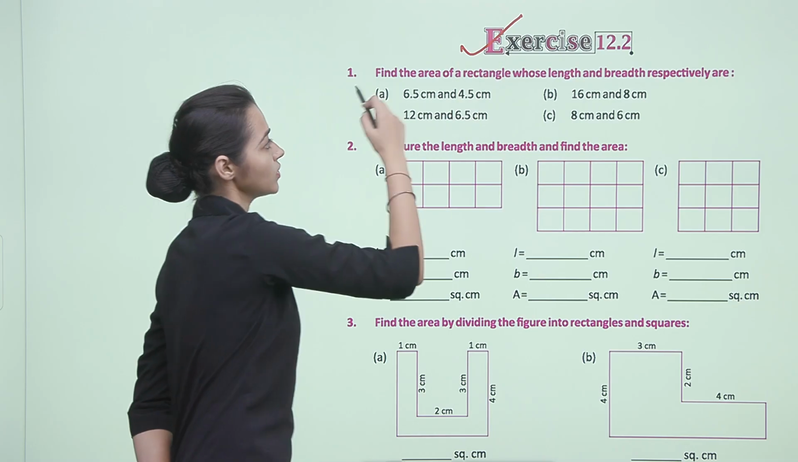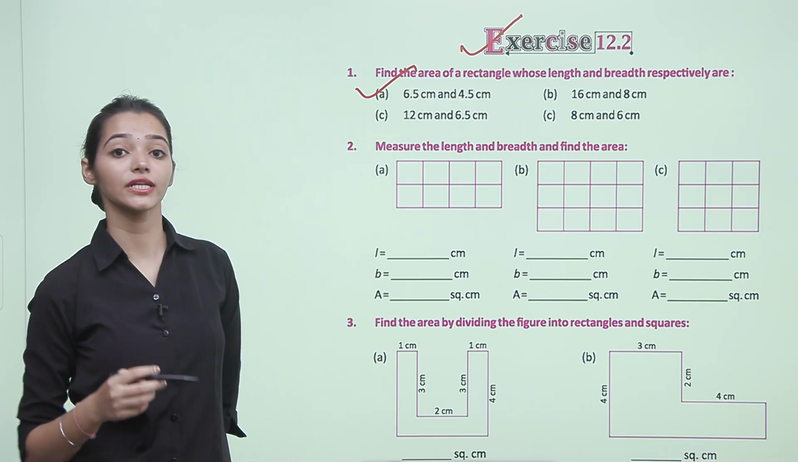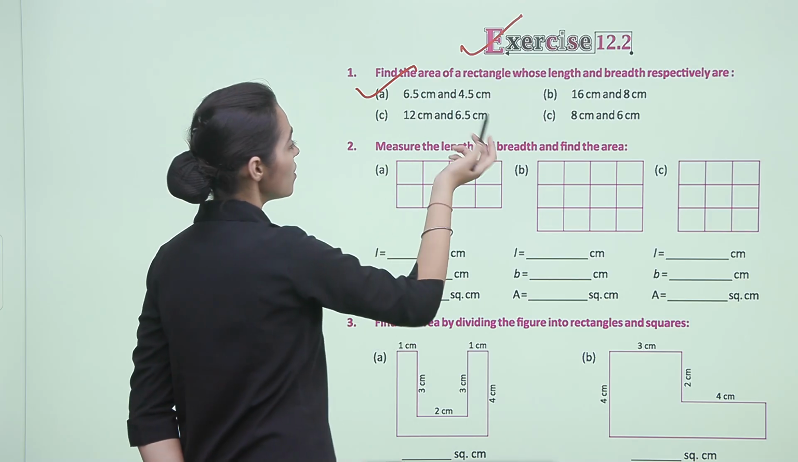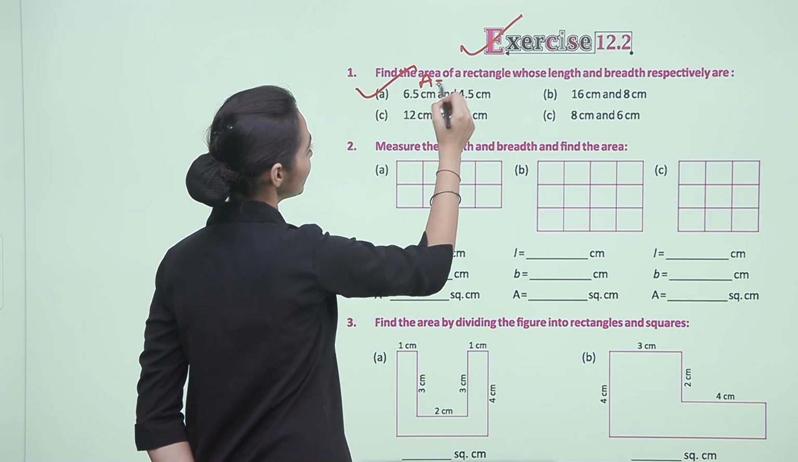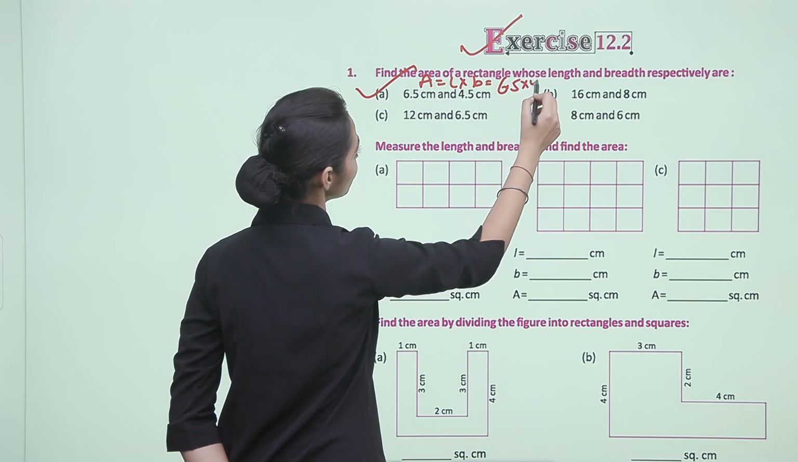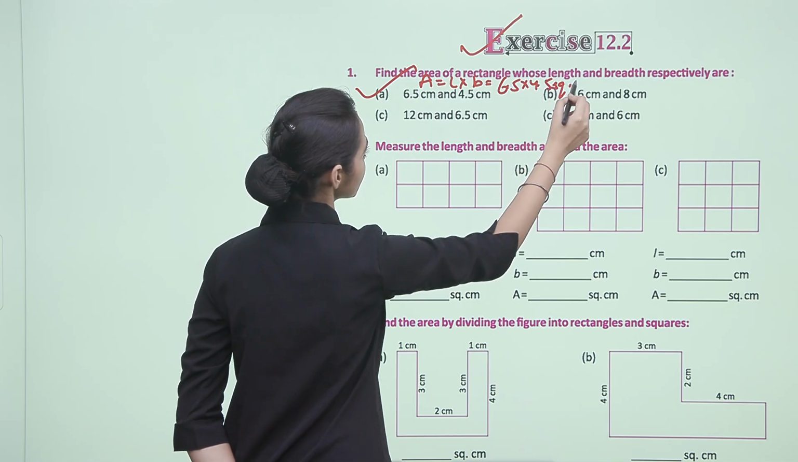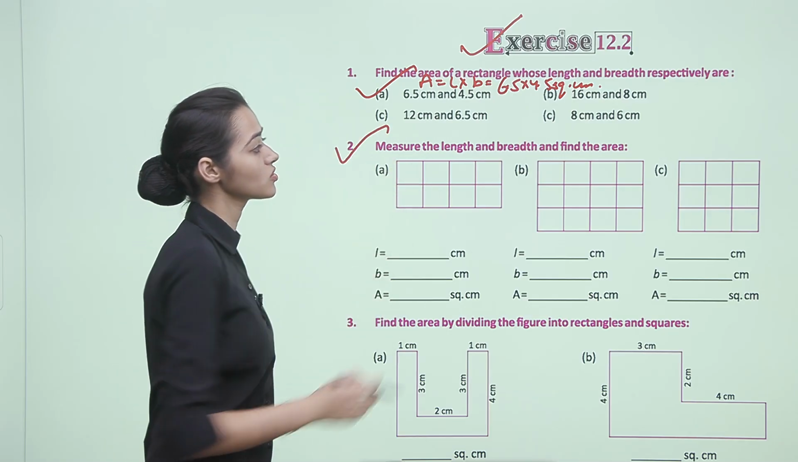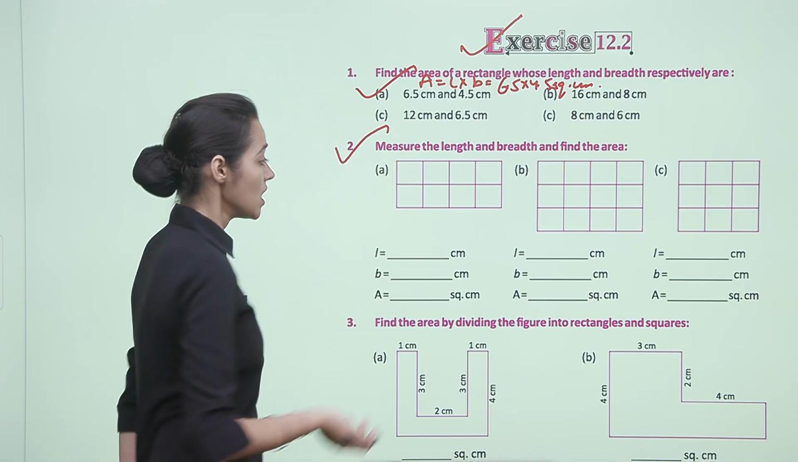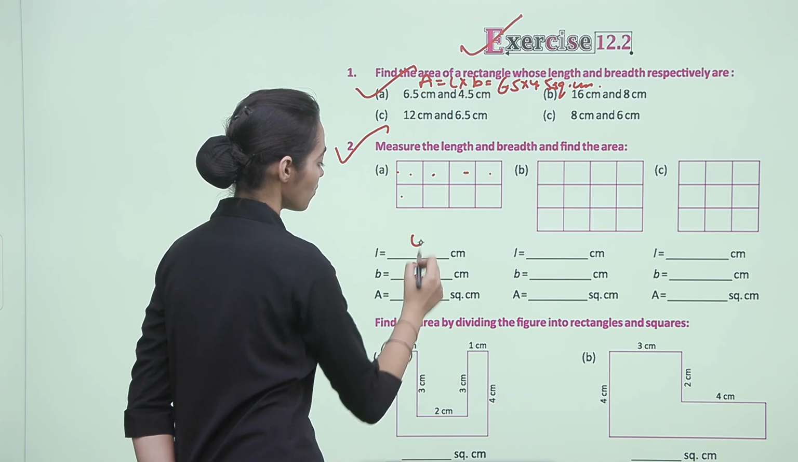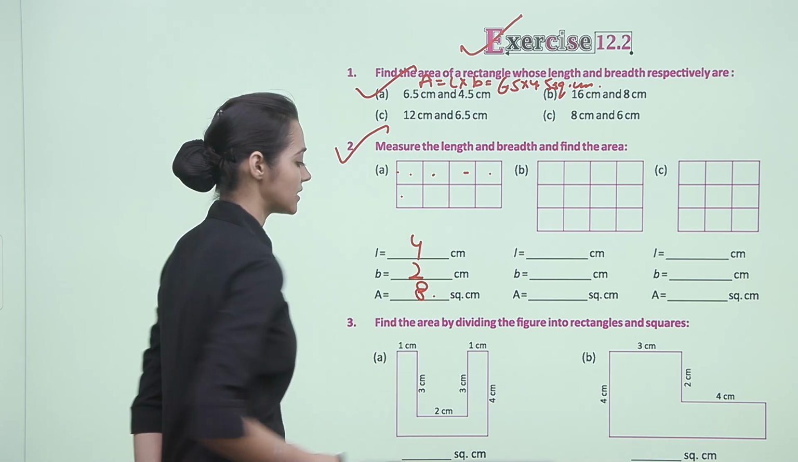Let's start with exercise 12.2. In the first part, we have to find the area of a rectangle whose length and breadth are given respectively. For the first one, the area of the rectangle will be length into breadth, that is equal to 6.5 into 4.5 square centimeter. That's how you can complete the remaining part. In the next one, we have to measure the length and breadth and find the area. Here the breadth is 2, length is 1, 2, 3, 4, and area is 8 square centimeter.